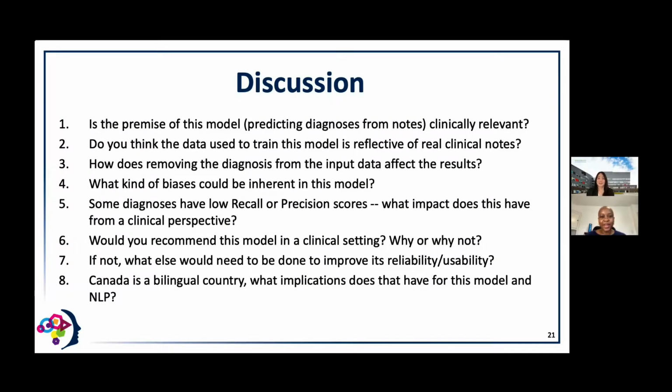All right, so we're now on to the interesting part of why we've done all of this great work, which is to get you involved, to get you evaluating and thinking about artificial intelligence and making decisions. In this discussion section, I'm going to pose a few questions to Flora, and Flora is going to be in your position and give us a reaction. So we've done this whole model where we're trying to predict diagnoses using clinical notes. Flora, do you think this is clinically relevant?